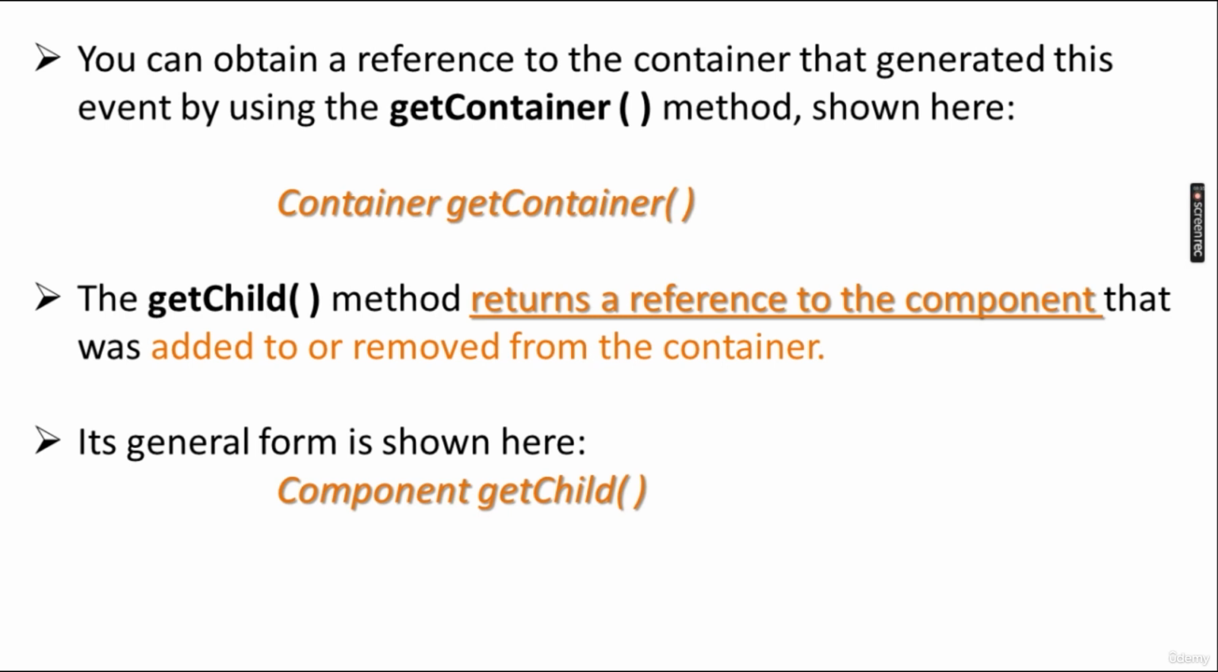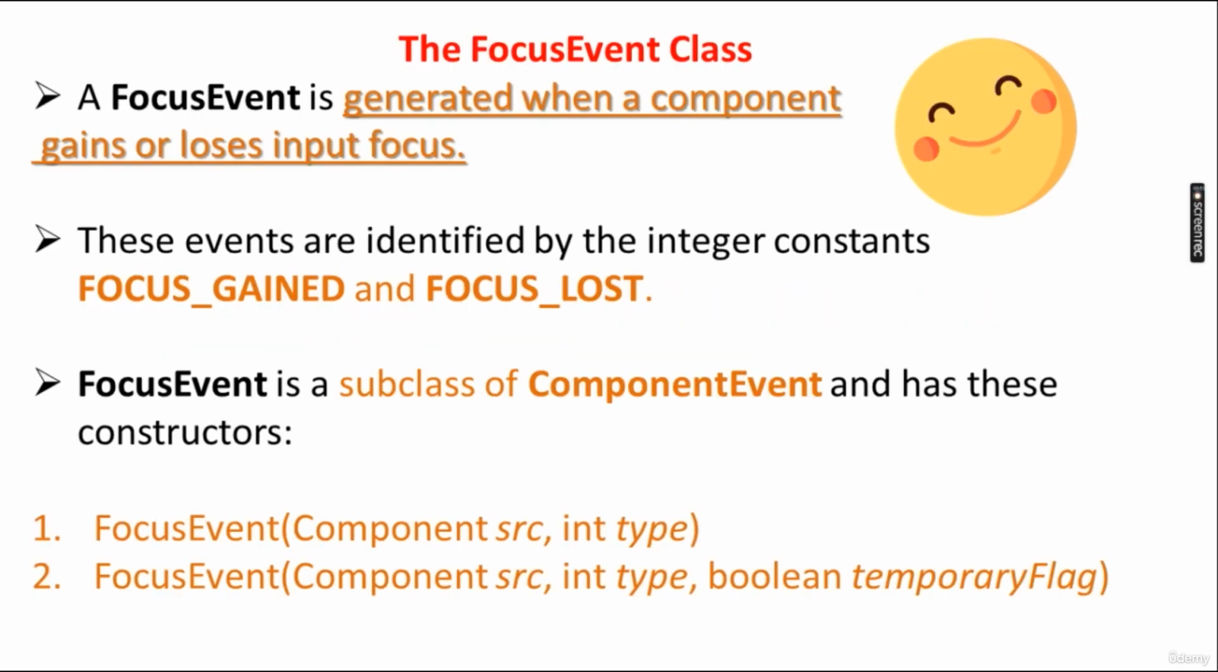As simple as that. So there is no need to memorize these things; those are very simple common sense things. Get container gives the container that has a component, and get child gives the component that is added to or removed from the container. So how to get the child? Using the get child method.